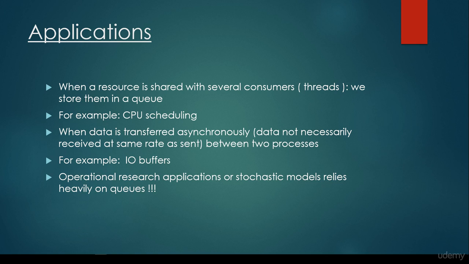And operational research applications or stochastic models rely heavily on queues. But it's very common to use these kinds of abstract data types, as we have seen for stacks, for example, that the stack memory relies heavily on the stack abstract data type. And the queue is very important as far as operating systems are concerned. For example, the Android operating system is going to maintain a queue in order to track the processes it has to make. Basically we have lots of tasks, and these tasks are going to be stored in a queue abstract data type to enable the operating system to make these tasks in sequential order.